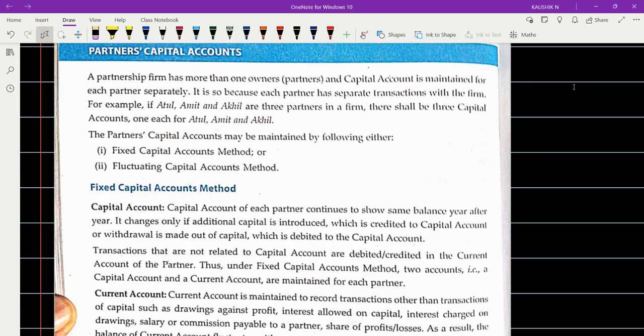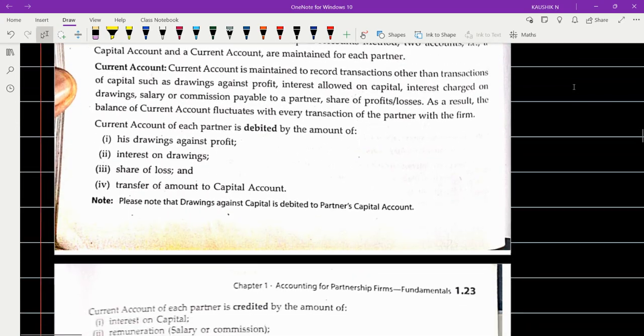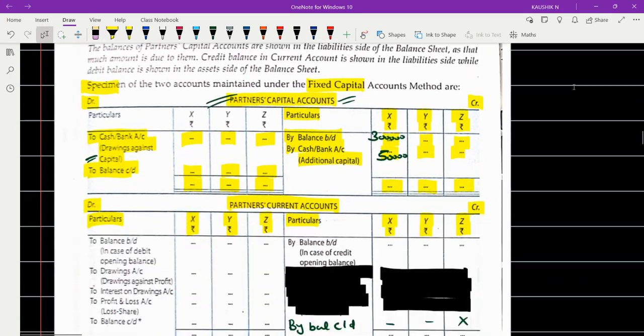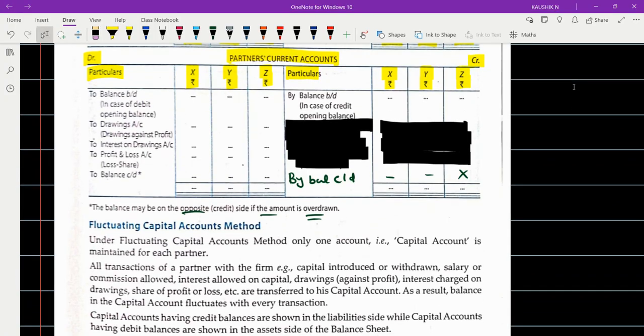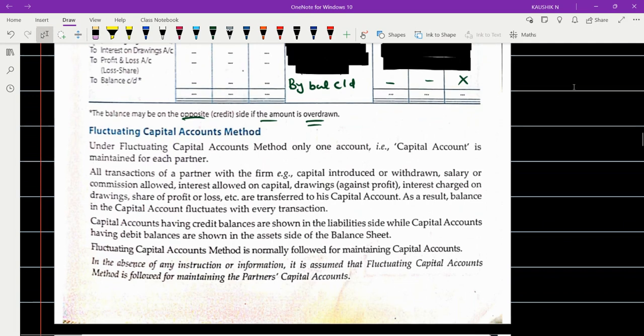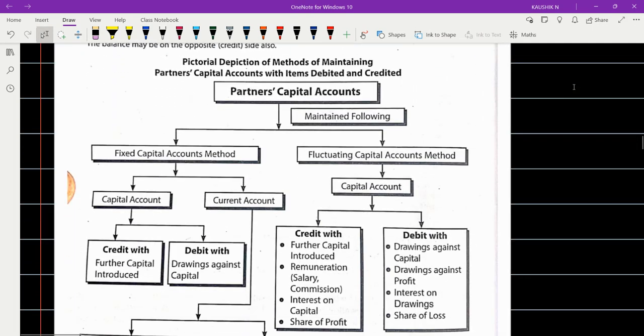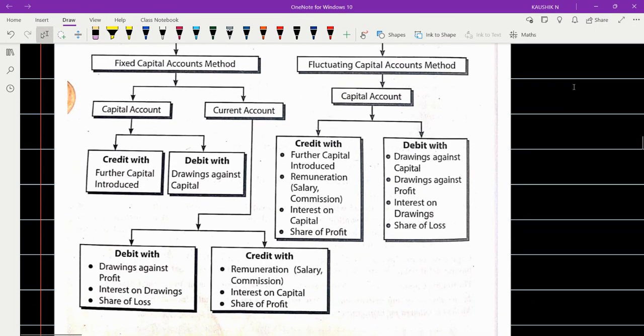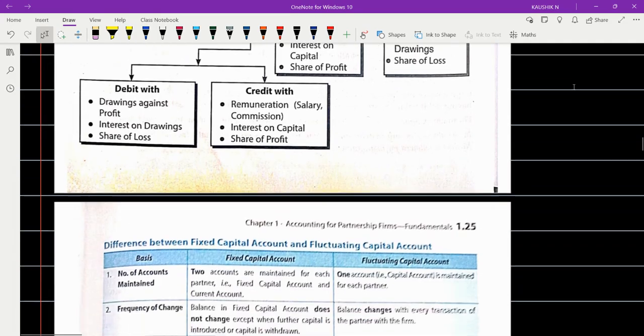So I'm going to put a temporary hold on the concept of partners' capital account. I'm going to switch over to the concept of interest on capital and interest on drawings. First, let me work out the interest on drawings and then I'll come to interest on capital. Then we'll work out the partners' capital account formation. Is it clear to you? Yes. Okay, fine.